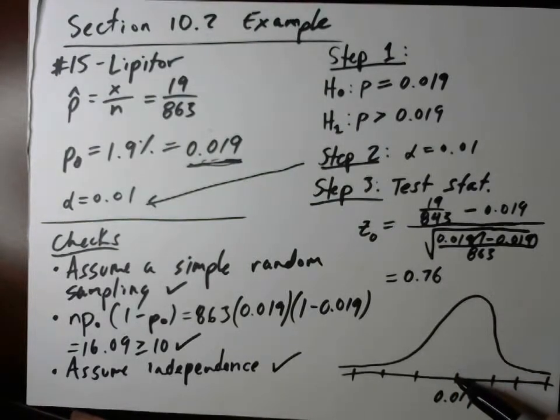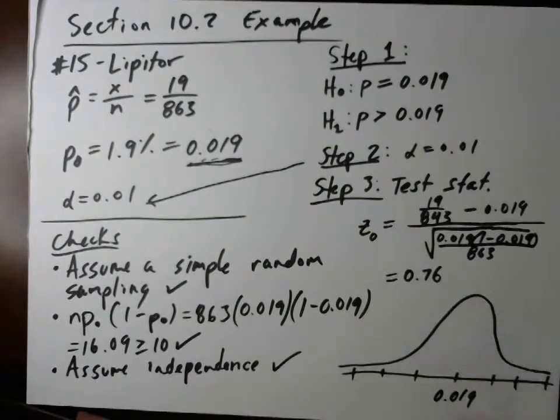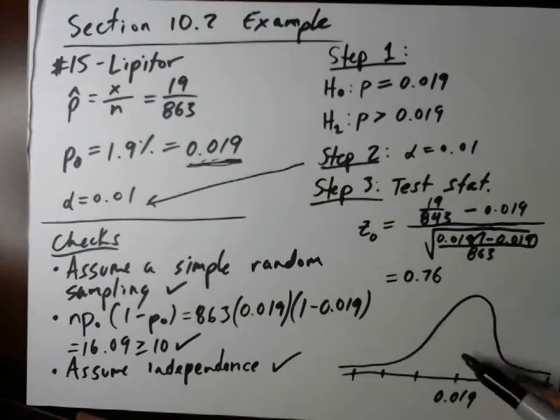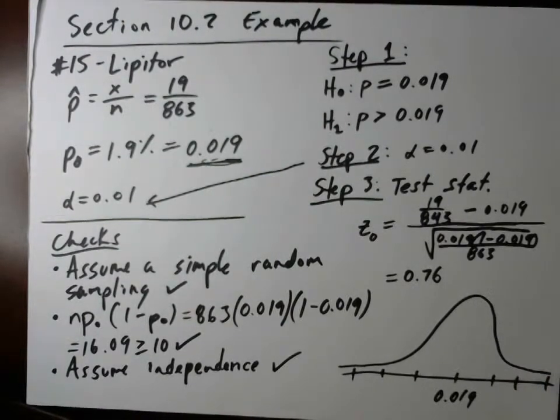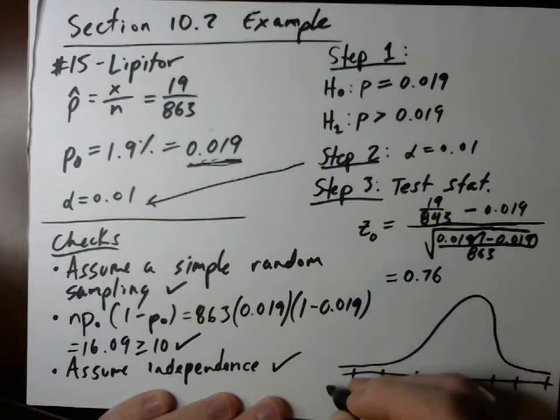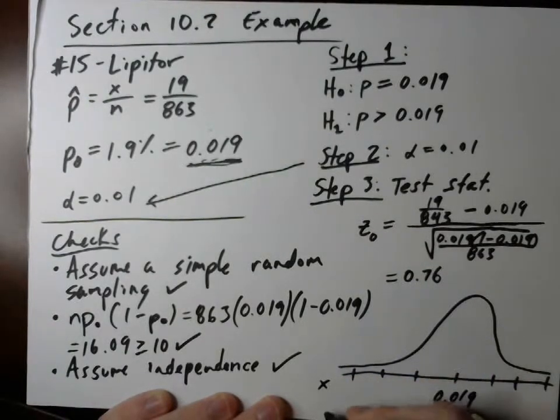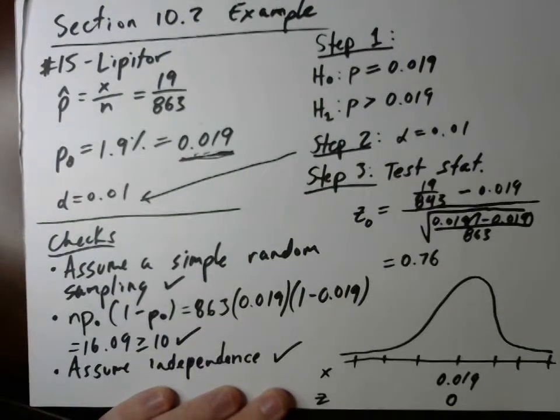So we would get a value, if we were to standardize this, of exactly 0, right in the middle of the distribution, because our p0 would be right in the middle. I guess you can say our X distribution and our Z distribution, if we had different labelings down here, we would be labeled at 0. That would be the center of the distribution.